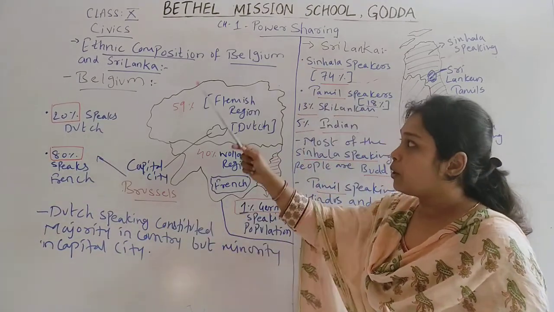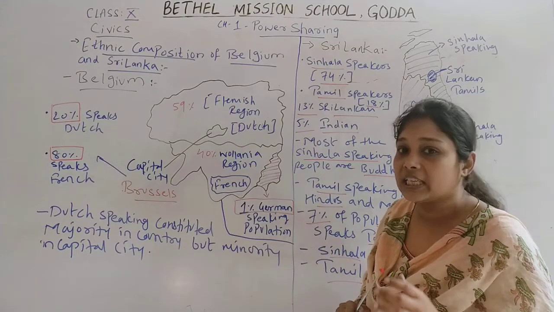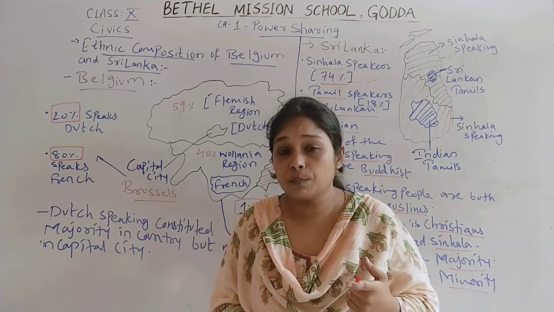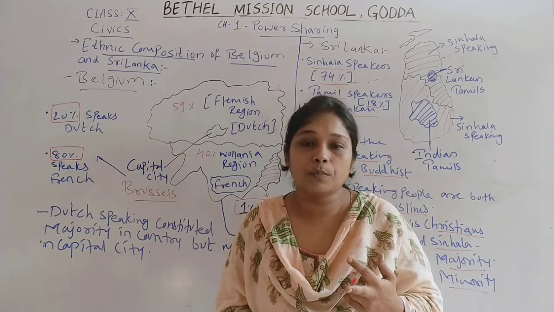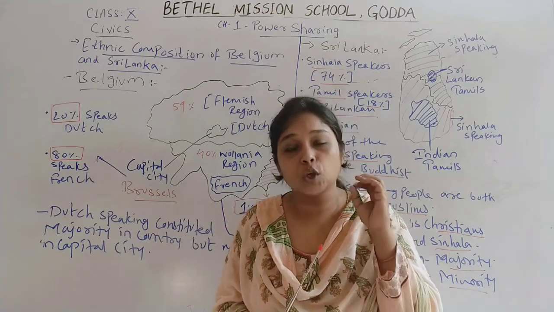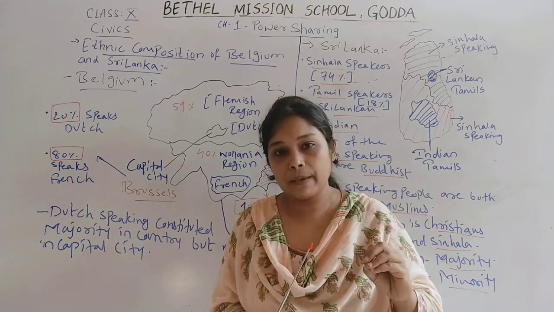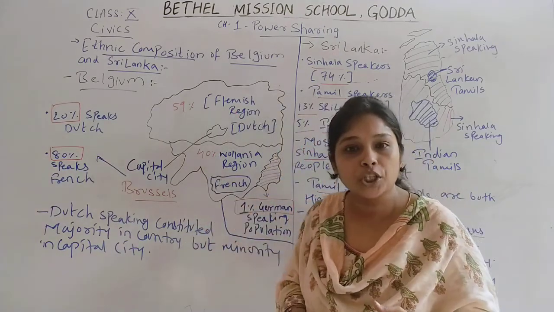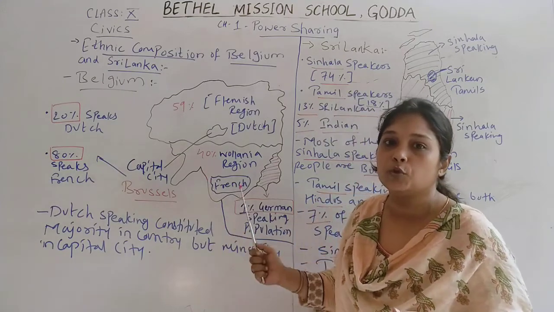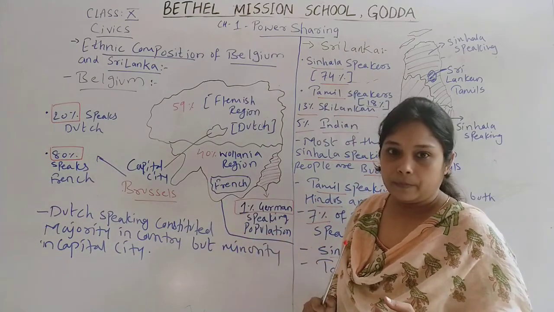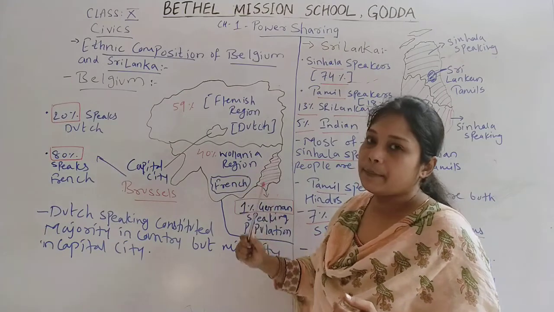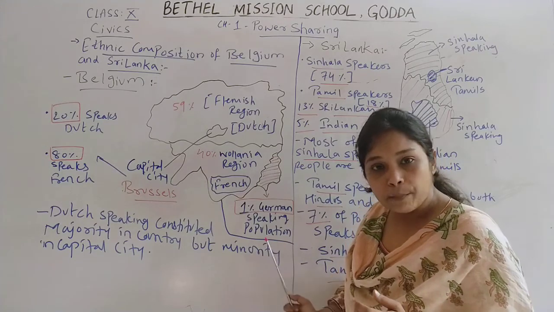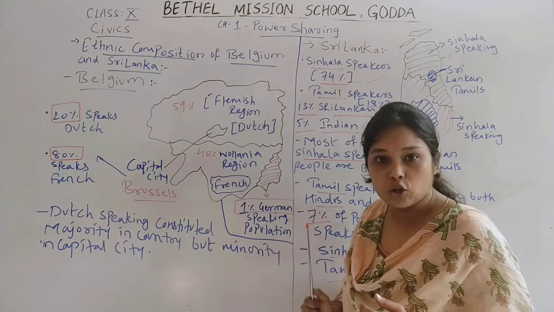So when we talk about the ethnic composition of Belgium, we can say that there are 2 ethnic groups in Belgium. One speaks Dutch and another speaks French. That means there are 2 ethnic groups on the basis of language, Dutch speaking people and French speaking people. 59% of the population speaks Dutch and 40% speaks French. Dutch speaking people live in the Flemish region and French speaking people live in the Wallonia region. And 1% of the population speaks German.